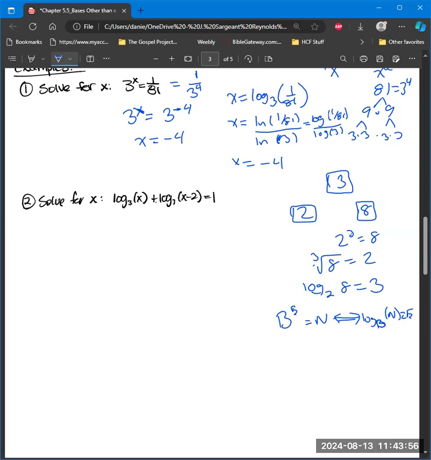So using my log properties, I see addition of logs with the same base. So I'm going to rewrite that with multiplication on the inside. This is x squared minus 2x.